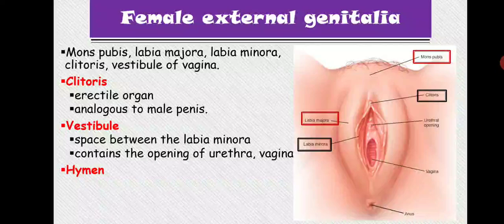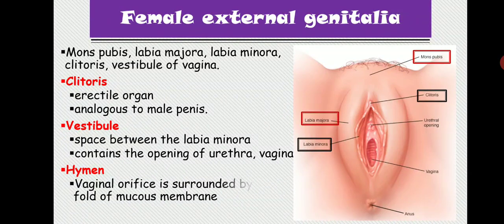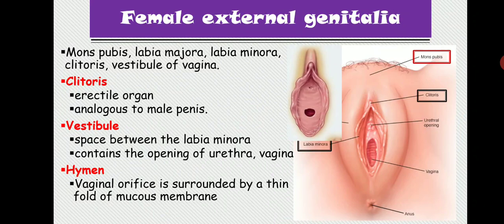Now what is the hymen? Hymen is actually a vaginal orifice that is surrounded by a thin fold of mucous membrane. Let me show you a picture of a hymen. It will look like this. This one is the mucous membrane. This portion is the clitoris. This one is the urethral opening. This is a small portion of the vaginal opening.